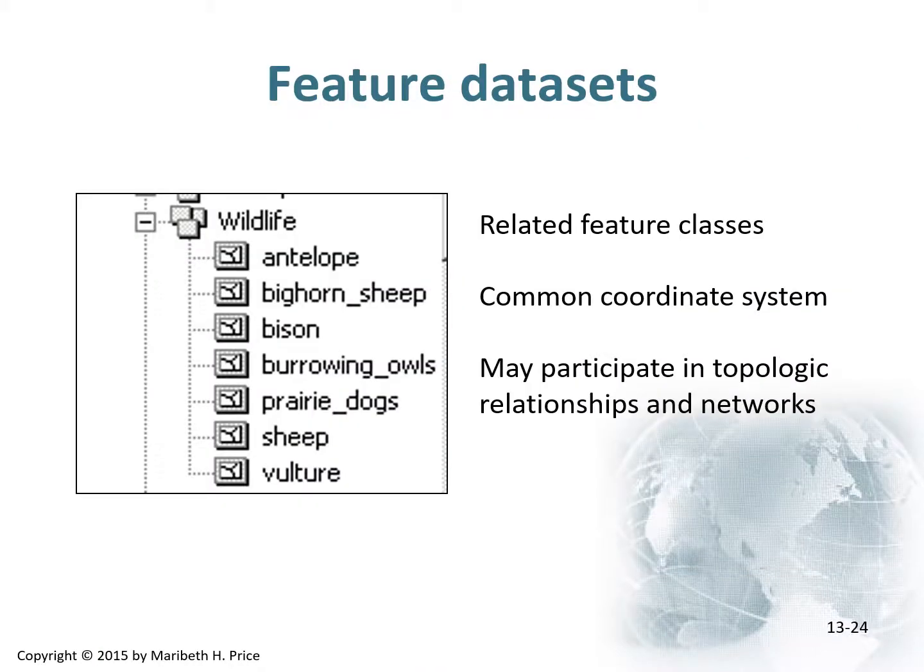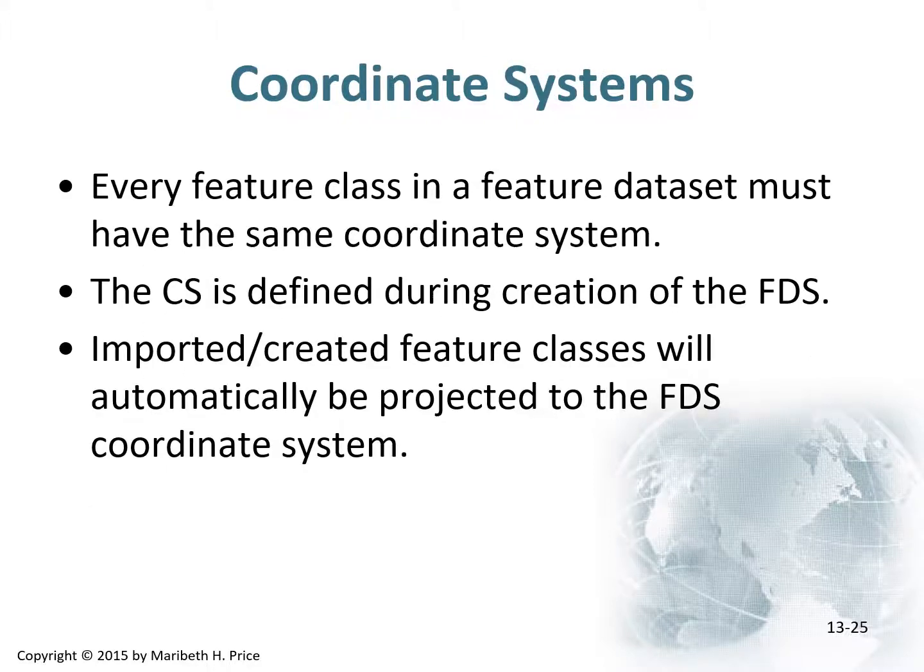Feature data sets, like we mentioned earlier, are related to feature classes. They have a common coordinate system. They may participate in topological relationships and networks. Keyword there is may. They don't have to, but they can.